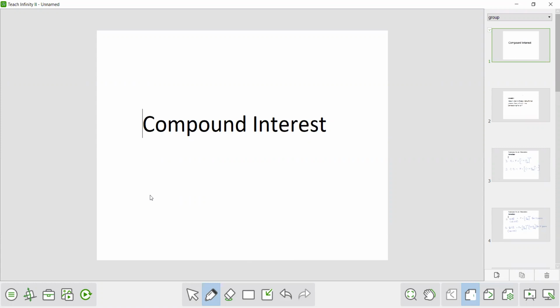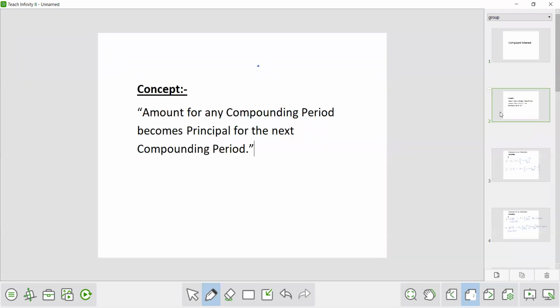In our last lecture, we learned simple interest. Friends, the major difference between compound interest and simple interest is that in simple interest, the principal is constant throughout. But in case of compound interest, the amount for any compounding period becomes the principal for the next compounding period. Okay, so I will explain this concept in detail.